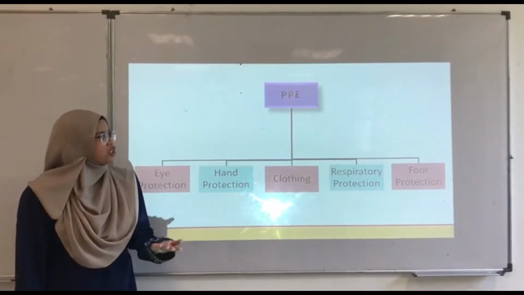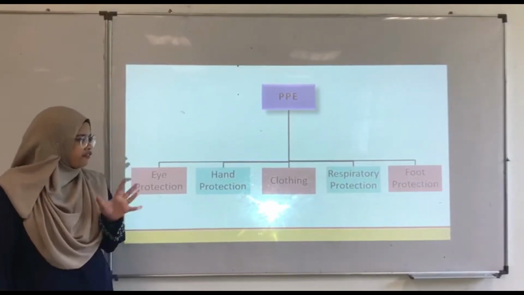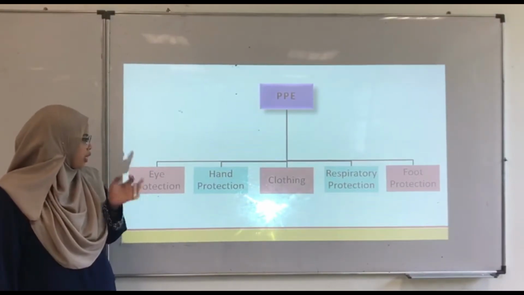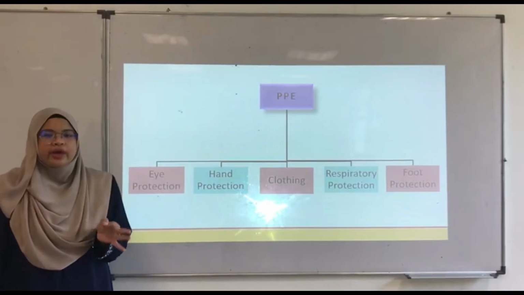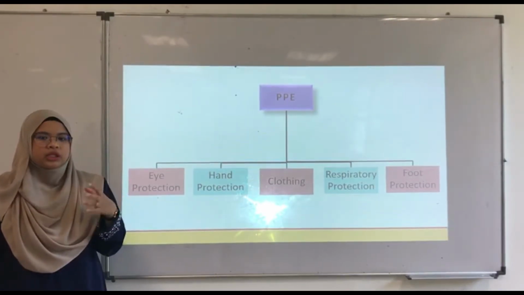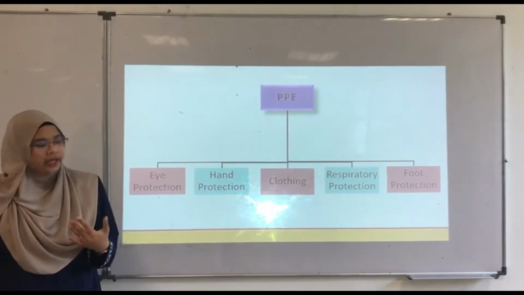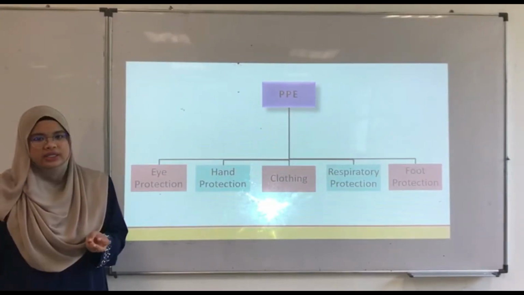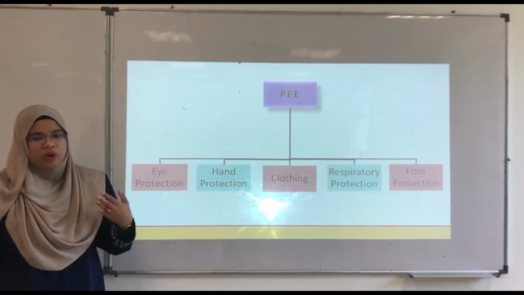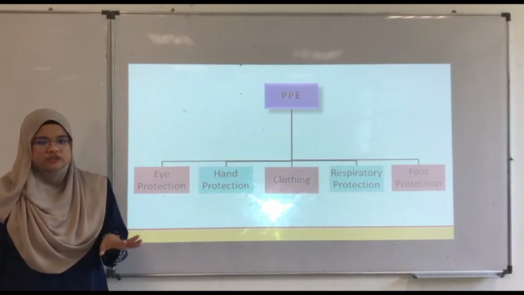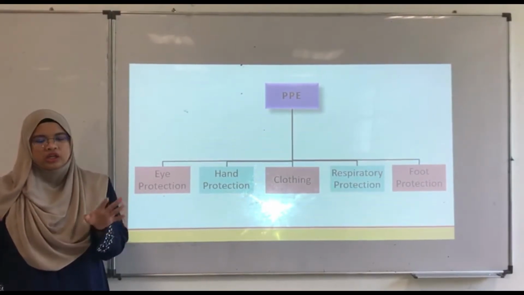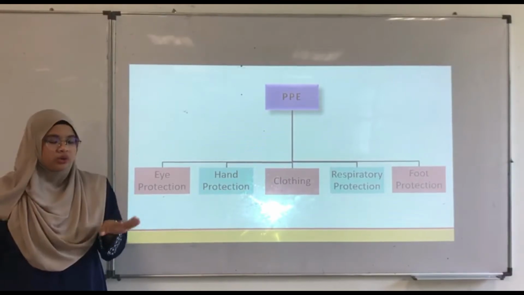Next, we proceed to PPE. There are 5 components in PPE. The first one is eye protection, where we need to wear goggles in the laboratory to protect our eyes. The second one is hand protection, where in the laboratory we need to wear gloves so that the chemicals do not directly contact our skin.